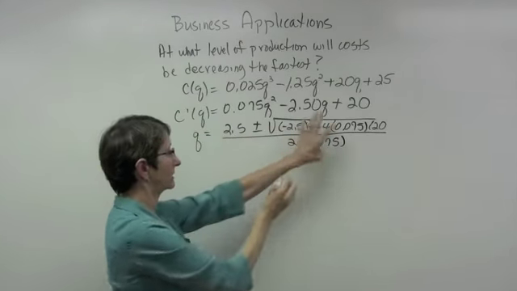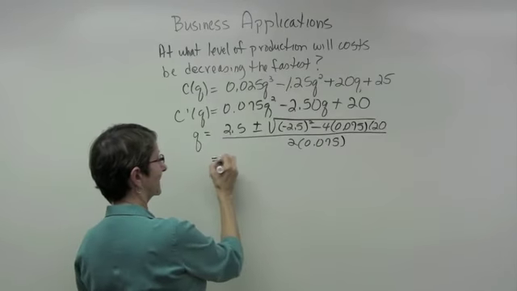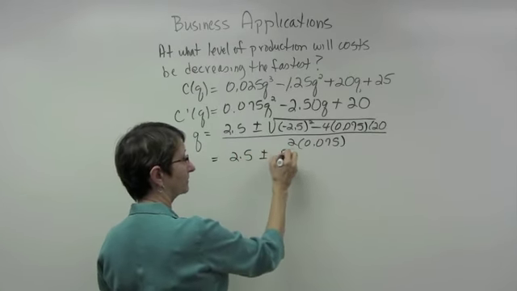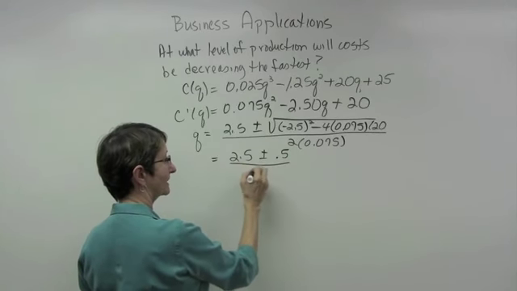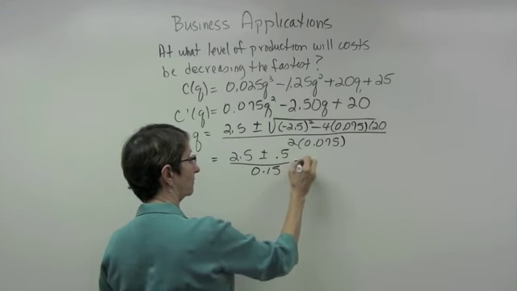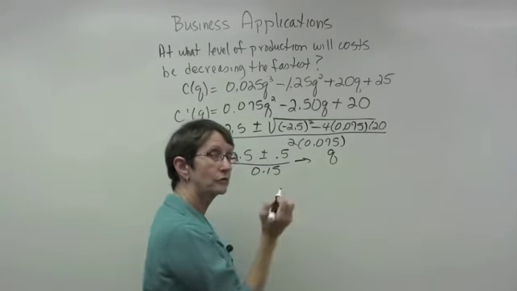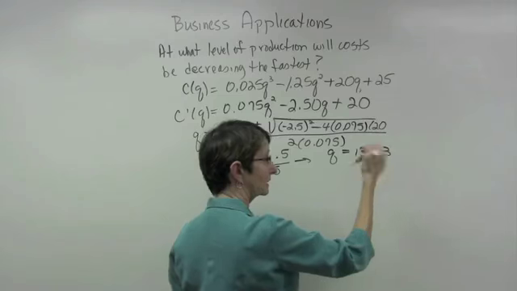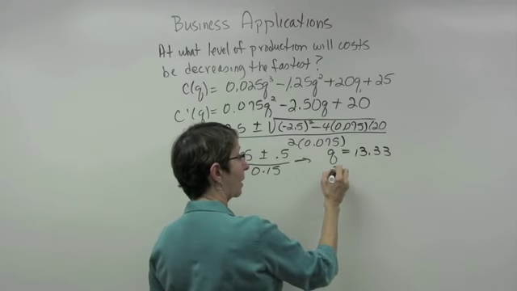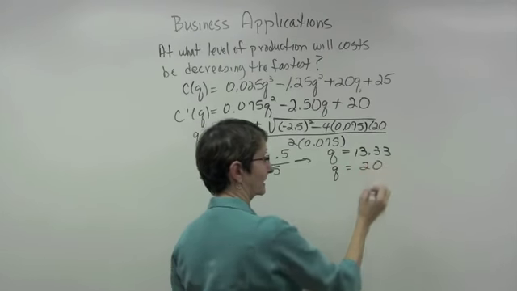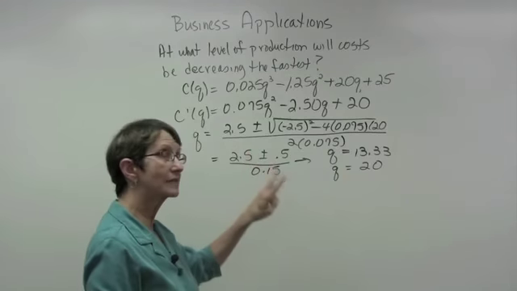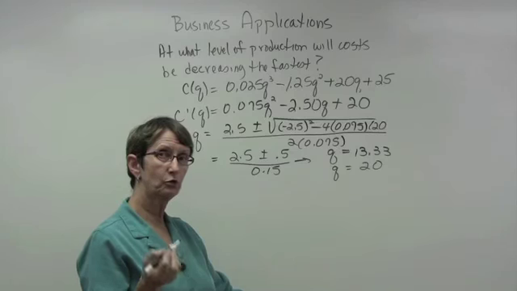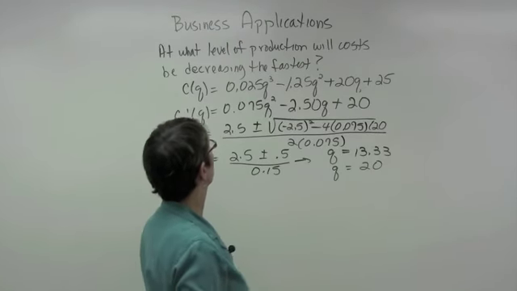If you multiply all this together and take the square root and estimate, we end up with 2.5 plus or minus 0.5 over 0.15. So that gives us two values for q. Q is 13.33, and so on. And q could also be 20. So we have two possible values for our first derivative.